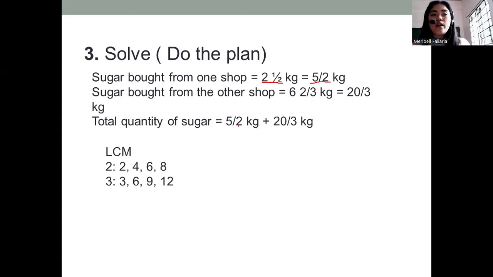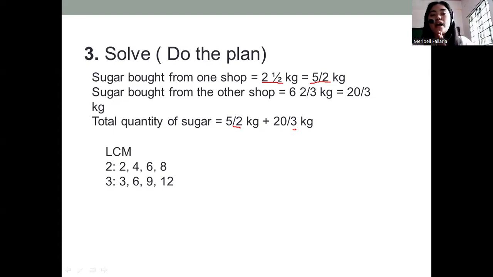So we have different denominators, 2 and 3. What are we going to do? If your answer is that we're going to get the LCM, you are correct. The multiples of 2 are 2, 4, 6, 8. And the multiples of 3 are 3, 6, 9. So now choose the least common multiple.